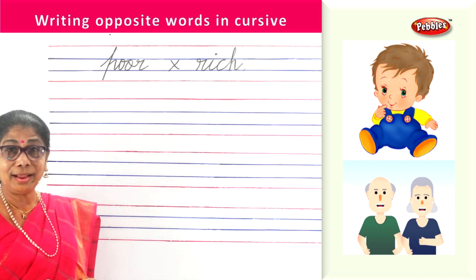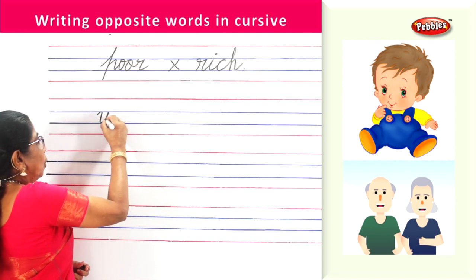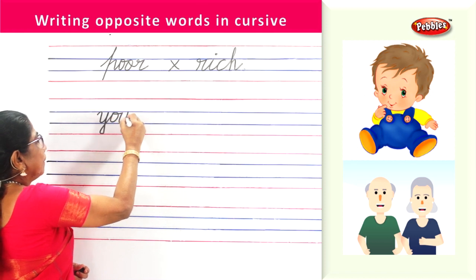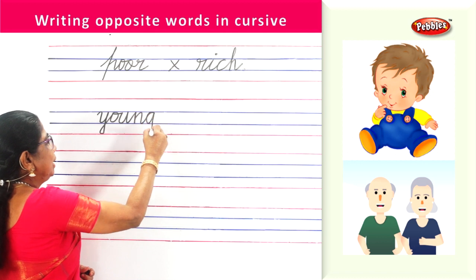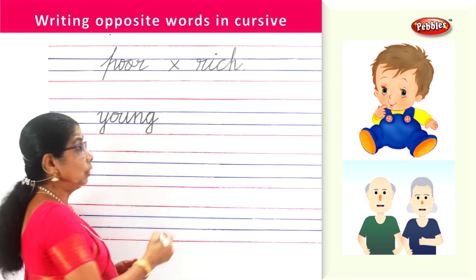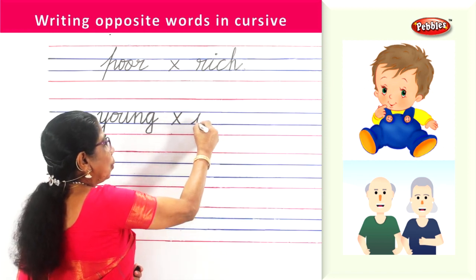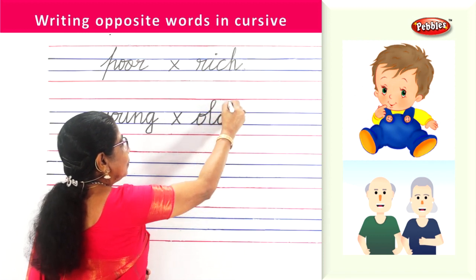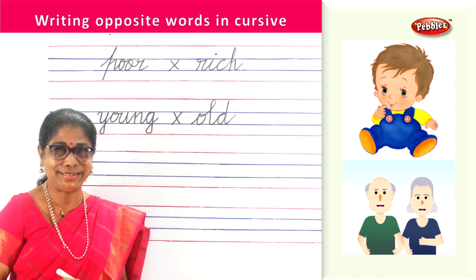Let's write. Young, old. Y, O, U, N, G. Young. Opposite, old. O, L, D. Old. Young, old.